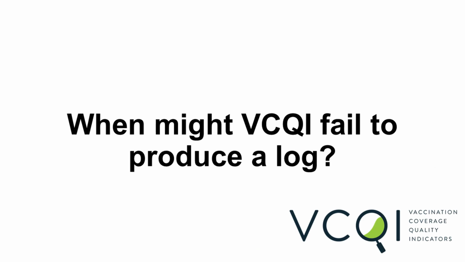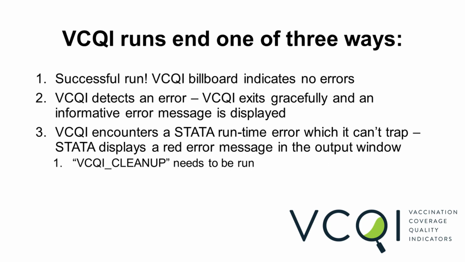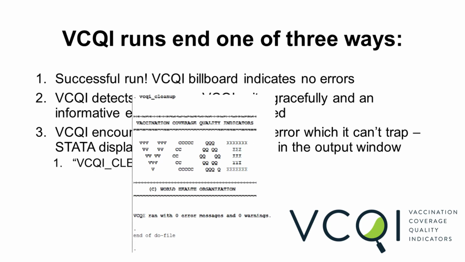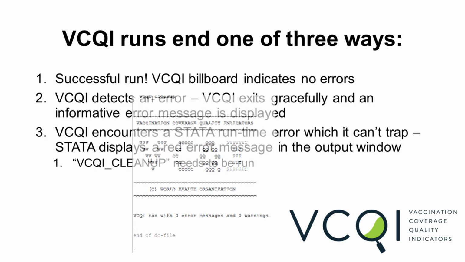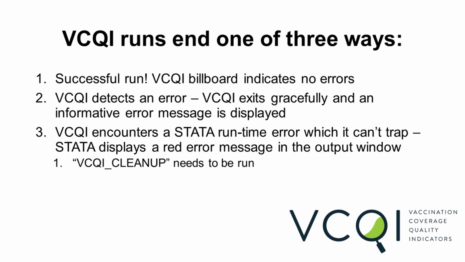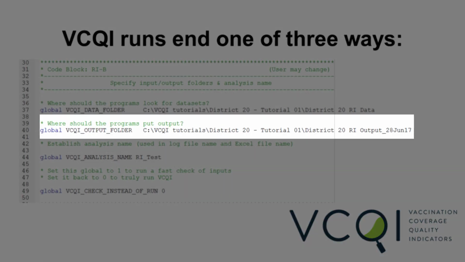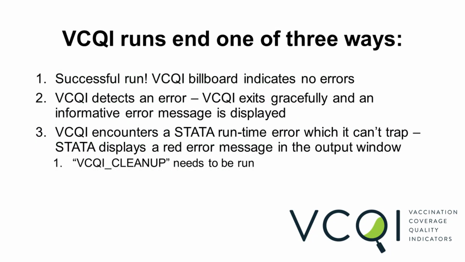So when might Wiki fail to produce a log? A Wiki run will end one of 3 ways. Ideally, you will have a successful run, and then the Wiki billboard will tell you that there were no errors or warnings. In that case, the log is placed in the spreadsheet file in the Wiki output folder. The user specifies the name of the output folder, also in block B of the control program.